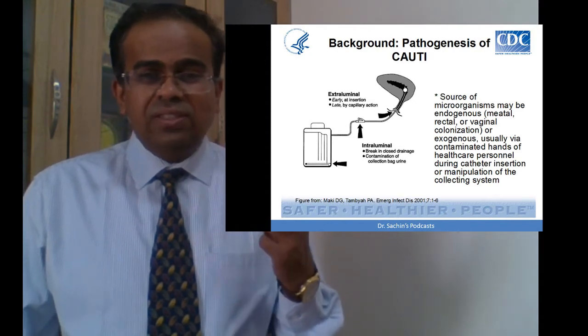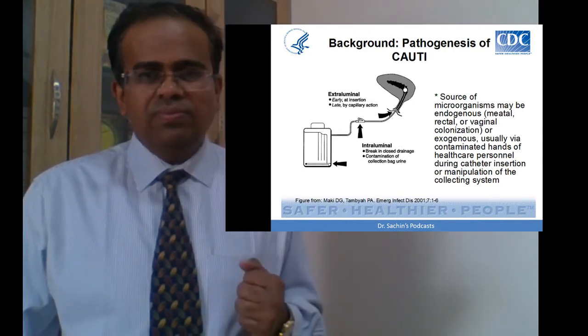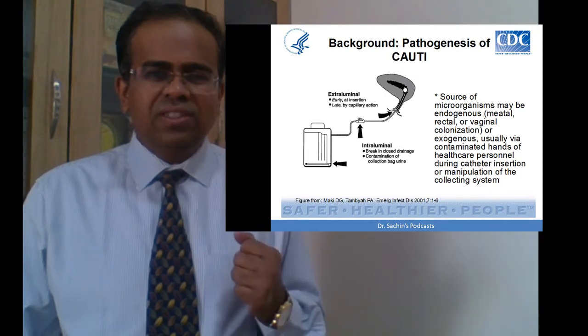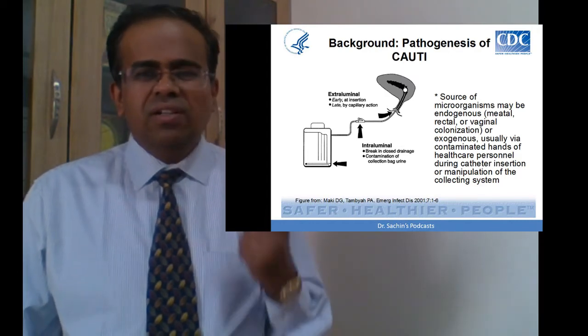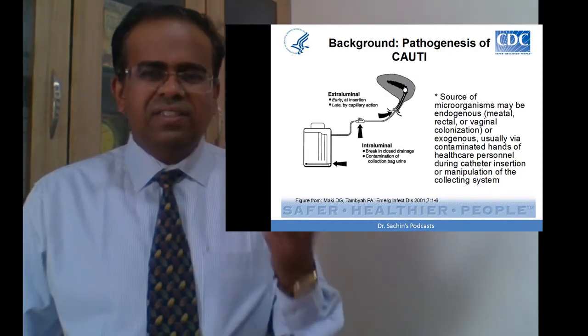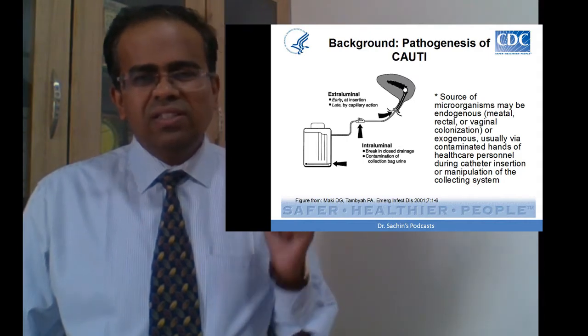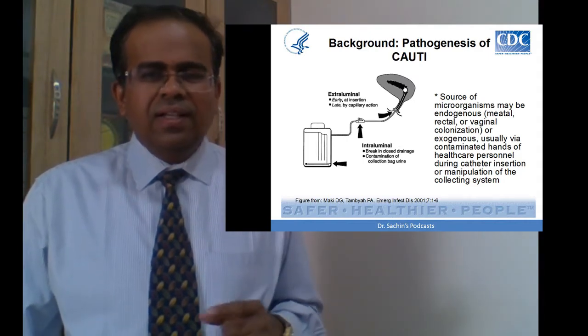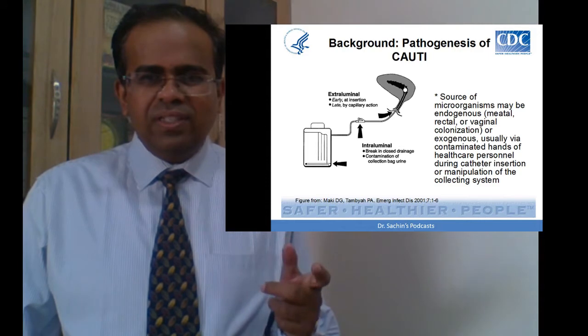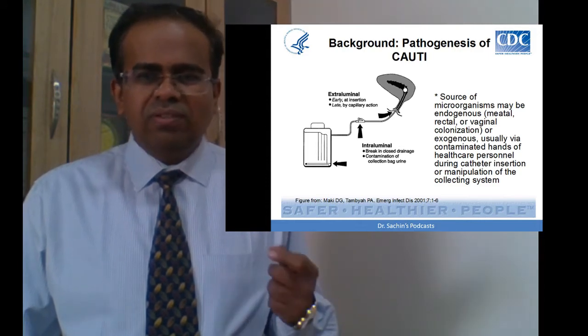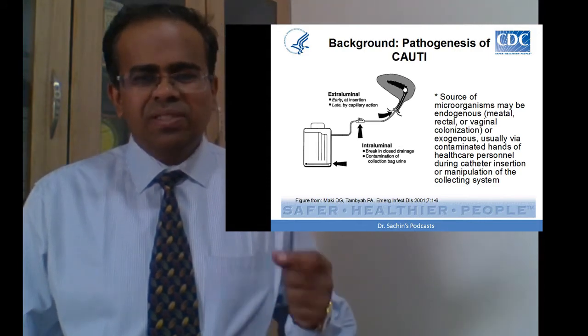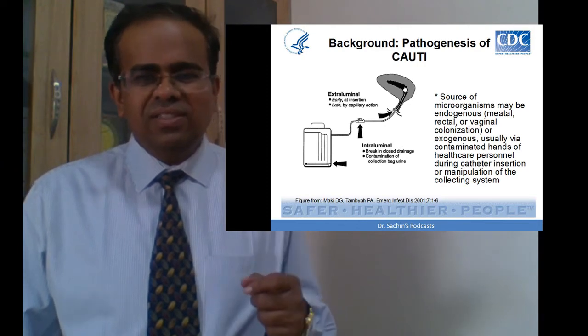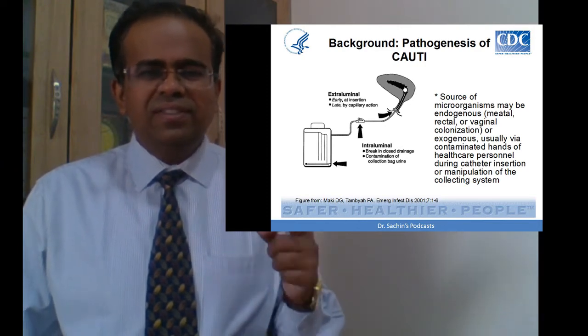Where do the endogenous sources come from? Endogenous sources come from three locations. First is meatal, second is rectal, and third is from vaginal colonization. Exogenous microorganisms usually come via contaminated hands of the healthcare personnel during catheter insertion or manipulation of the collecting system.